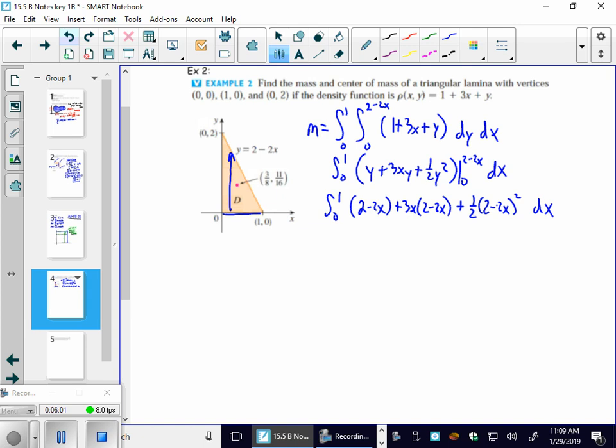So what you should see is that there is a 2 minus 2x in every problem. I'm going to factor out a 2 minus 2x. I can't pull it out to the front of the integral because it still has a variable in it. So it's 2 minus 2x.